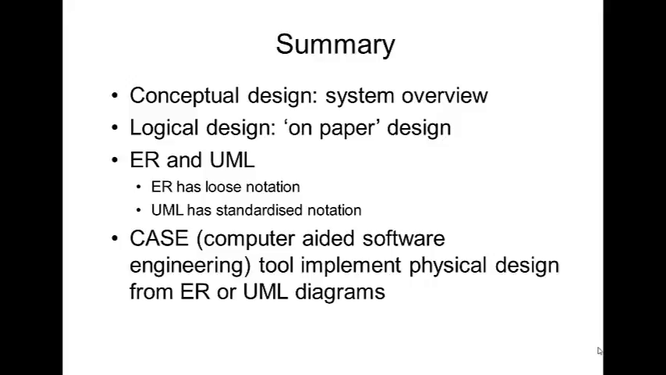ER, entity relationship modeling, is the older system and has, as we've seen, quite a loose notation. But just because it's a loose notation doesn't mean that the notation you decide on should be used loosely. UML, which is a more recent development, has a much more standardized notation.